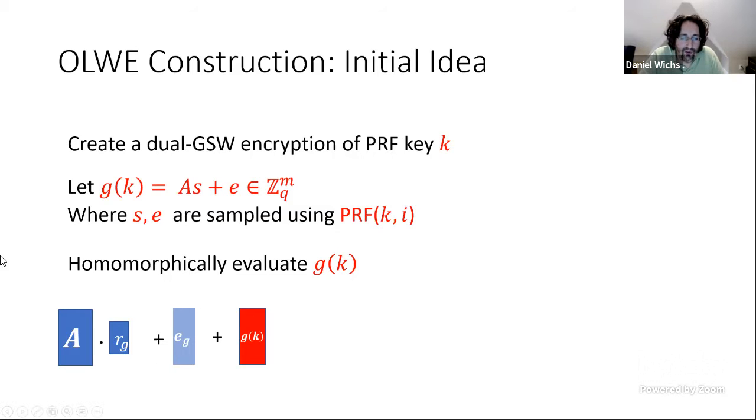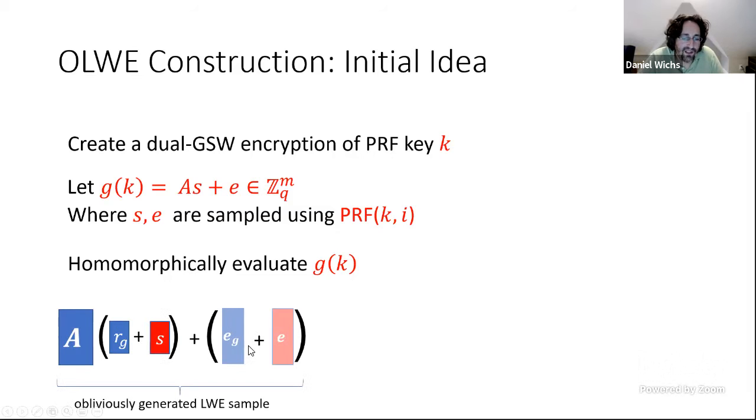So when you homomorphically evaluate G of K, you get a ciphertext that looks like this. But G of K is itself an LWE sample. So what you get then is just the sum of two LWE samples, a red LWE sample that comes from the PRF output, and a blue one that comes from the randomness of the homomorphic evaluation. And you can just take this output and call it the ith oblivious LWE sample.